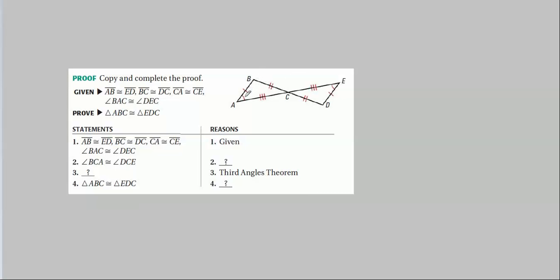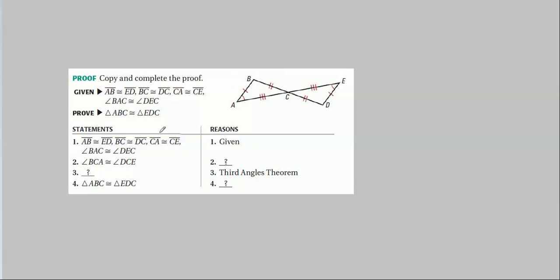We also have that this angle is congruent to this angle. That's given. So we have 2 triangles with 1 congruent angle that we know of. If we had a second congruent angle in each of these, then we would know that the third angle was congruent as well. That's from our third angles theorem.